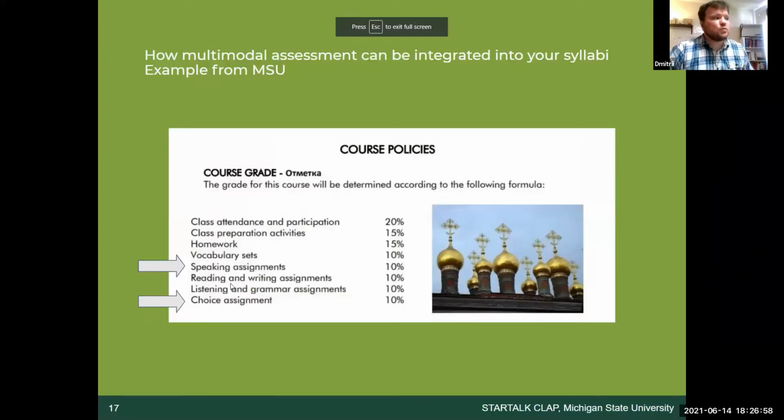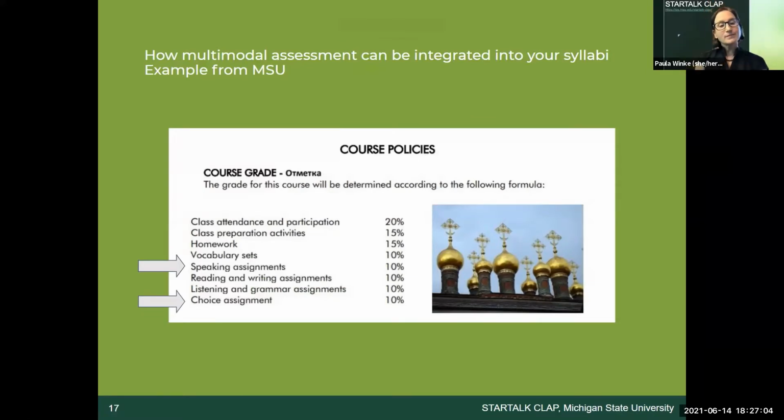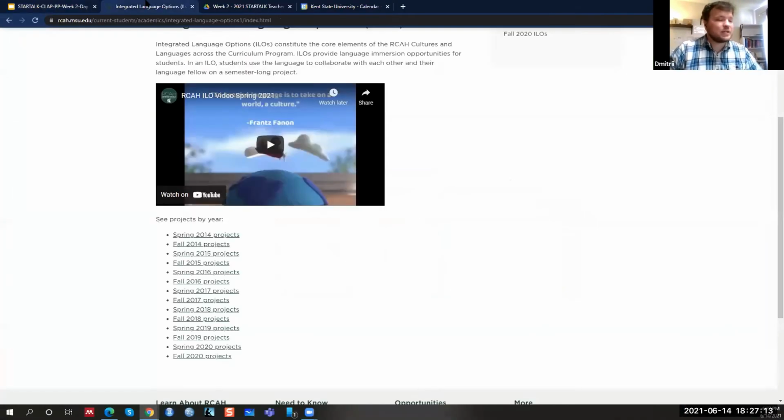Yeah. So it's a choice assignment. They choose the topic, they can make a video, they can make a project, and they get 10% of their final grade. So this is where it is possible to integrate it. So it's fun. Check out this website. It has many more examples, and Liz will show you more. And I'm done with my part. So Liz, if you want to start.